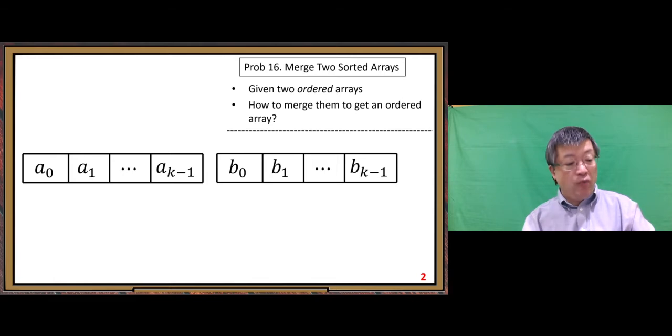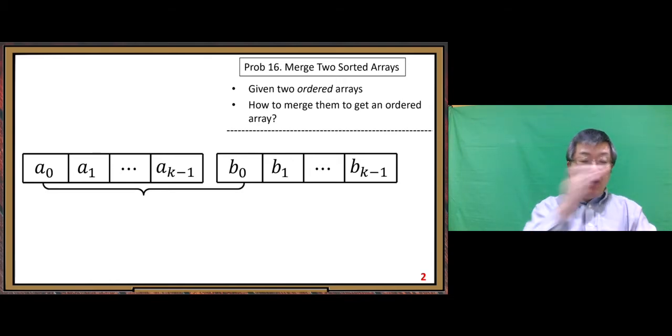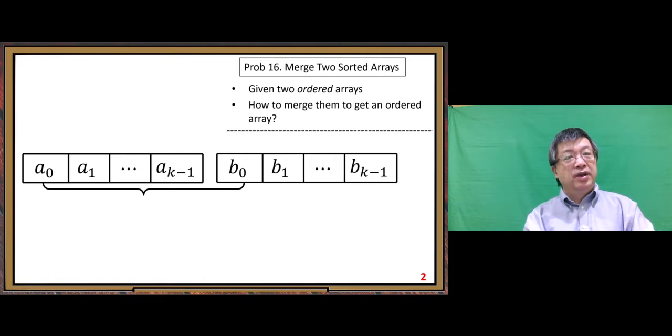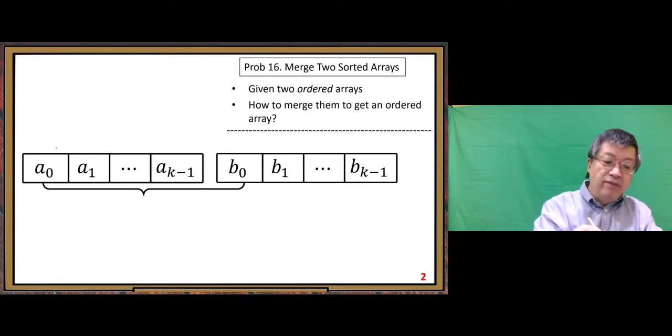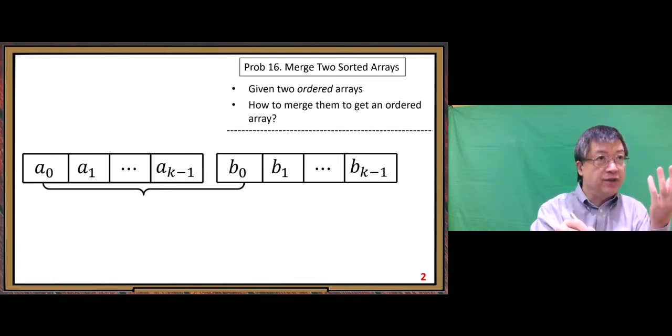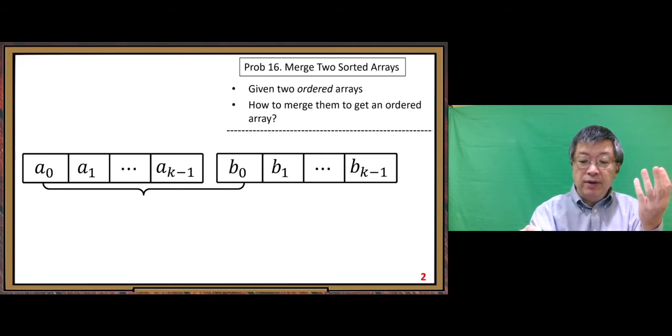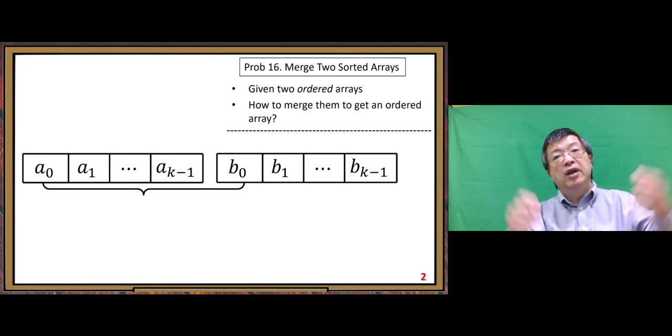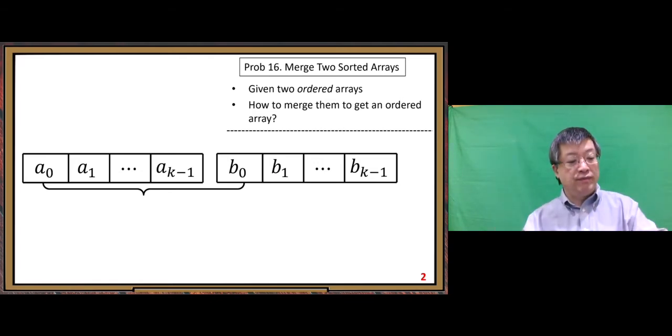Now, how do we merge these two arrays with the number of comparisons as small as possible? To merge these two, we start from the smallest element of each array. A0, the smallest of the first array, and B0, the smallest of the second array. So we compare them.